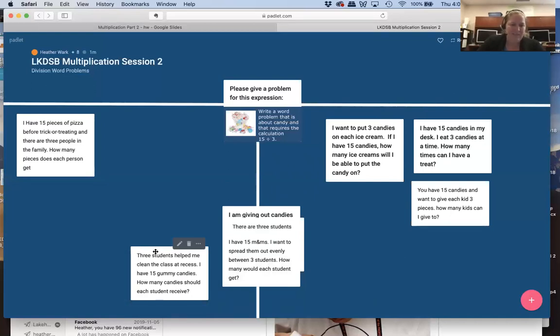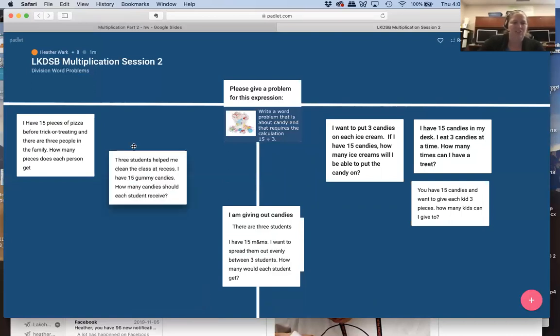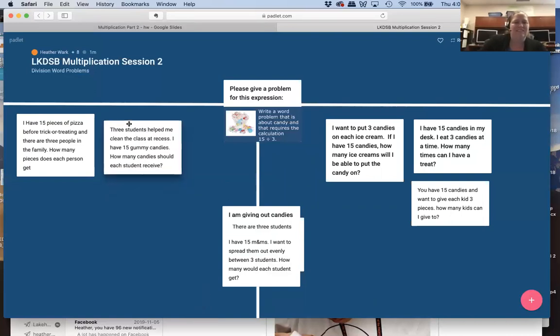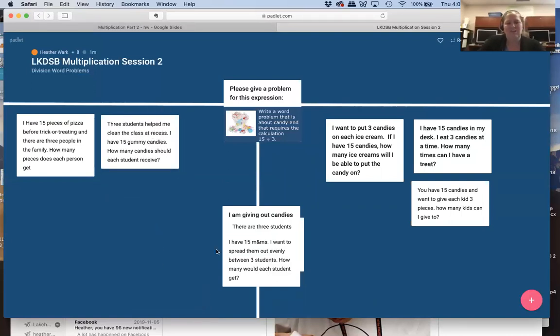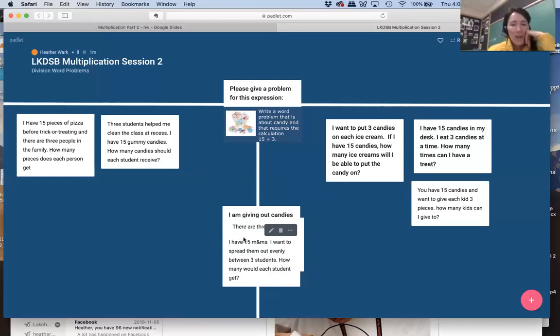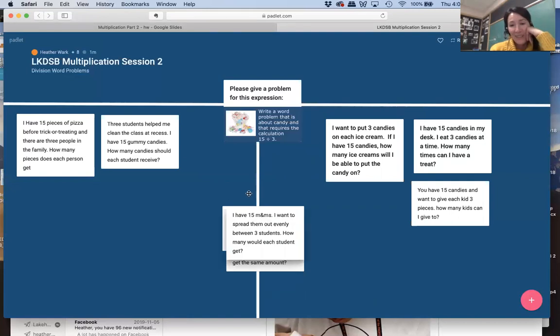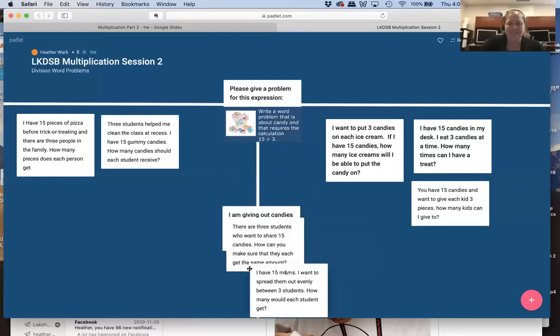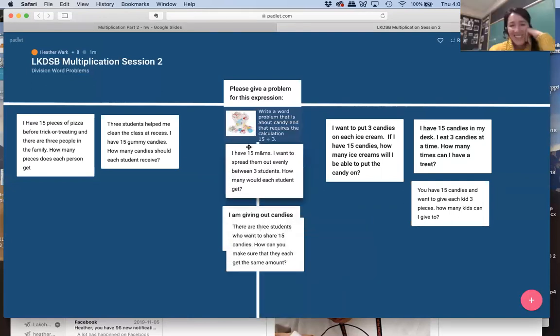3 students help me clean the class at recess. I have 15 gummy candies. How many candies should each student receive? Ooh. So I'm going to put this one over here. I wonder, Heather, if anybody would join in on the chat and tell us where they think it's going to go, left or right, the next one. Okay, well, here we go. Let's see if anybody's ready to dare to jump in on the chat.